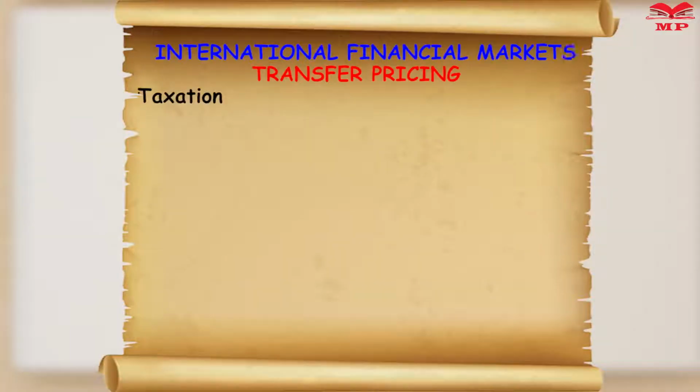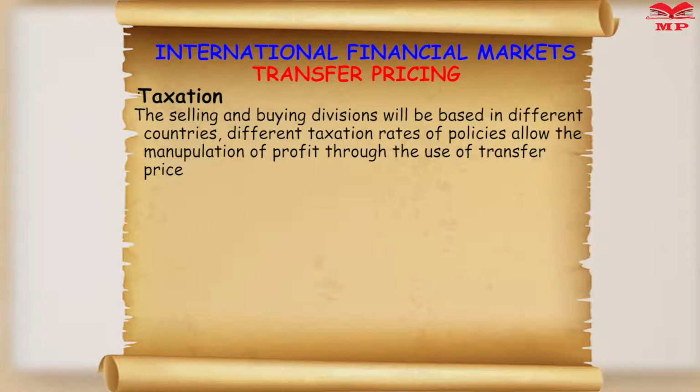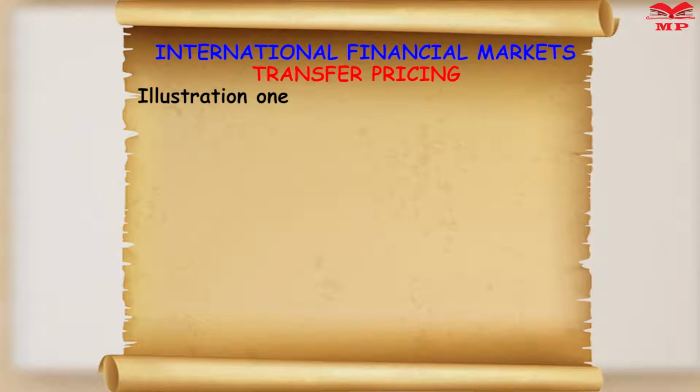And these earnings available to the shareholders are from the revenues of the company and the costs of the company. So we are saying, in respect to taxation, the selling and the buying divisions will be based in different countries. Different taxation rates and policies allow the manipulation of what? Profit from the use of the transfer price. Let us look at an example which was given over here. It states as follows.